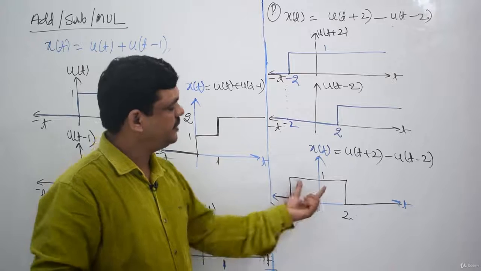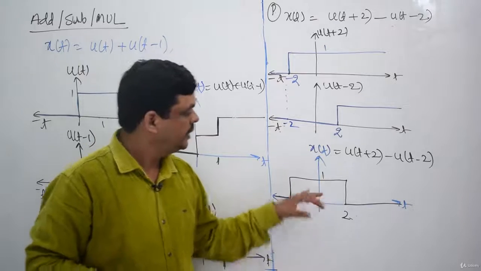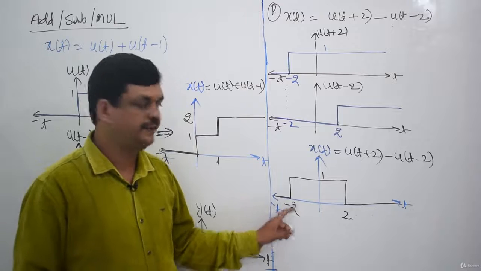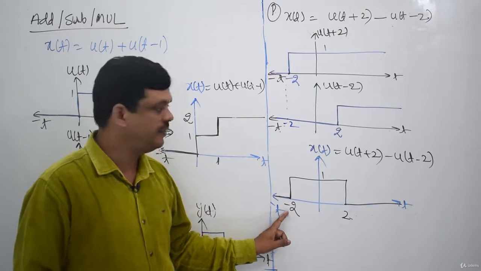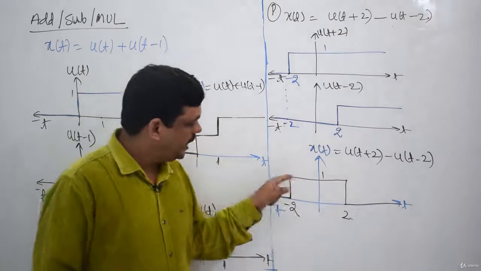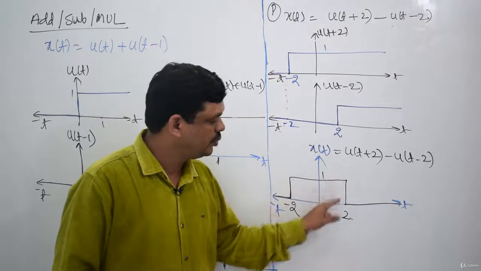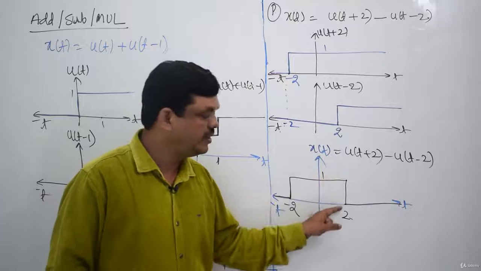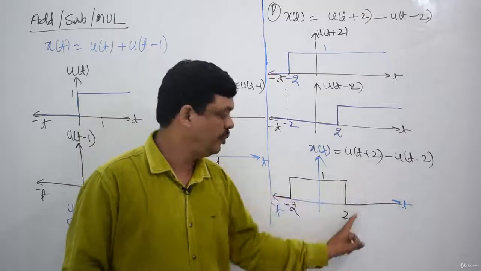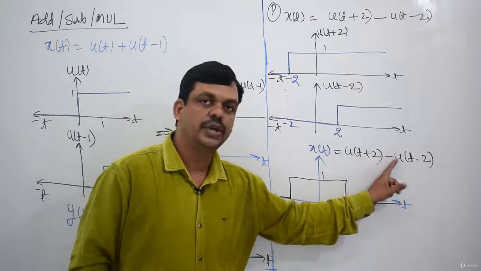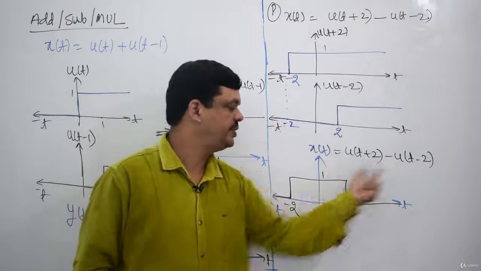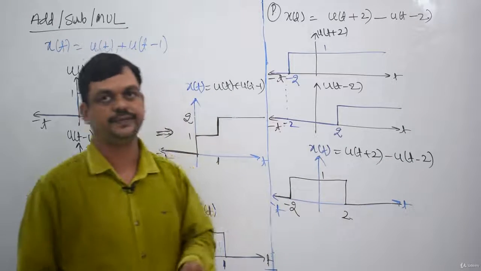And these types of functions we can write directly also. The step function starts from minus 2 onwards, so write u of t plus 2. This step function is defined up to 2; from 2 onwards the complete amplitude is 0. So minus, from 2 onwards it is 0, so minus u of t minus 2. This is the direct writing of the expression from the graphical representation.